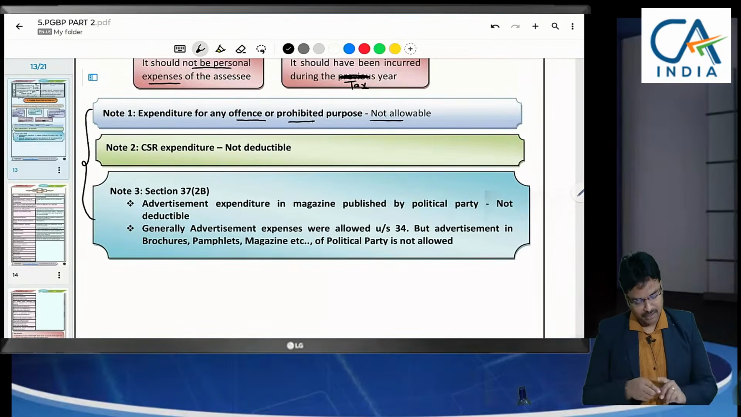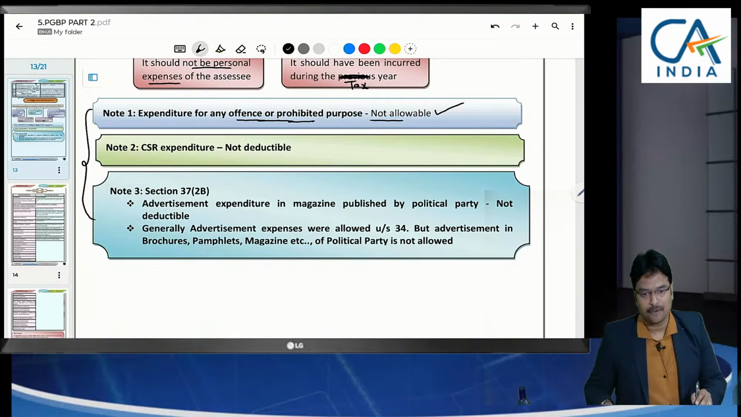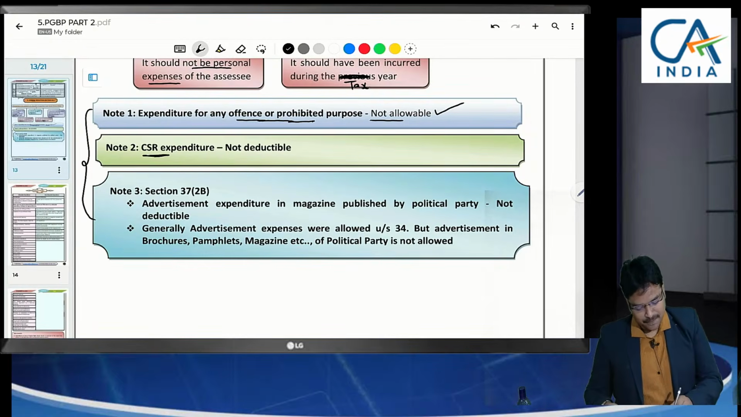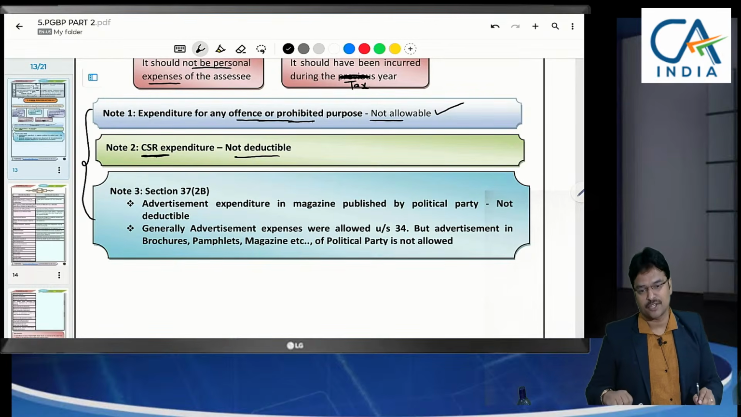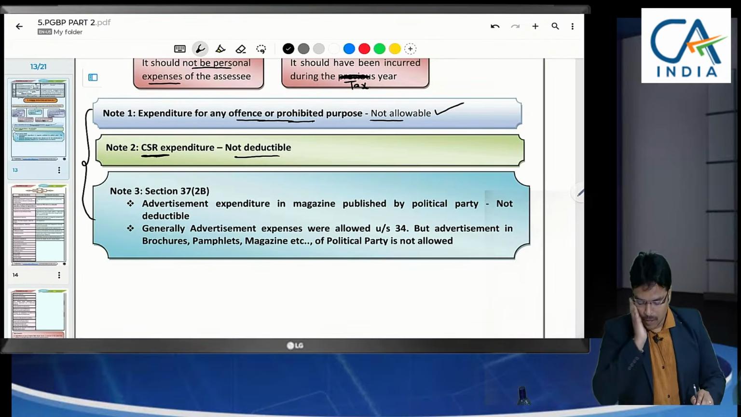First thing, offence or prohibited purpose not allowed. CSR expenditure, corporate social responsibility expenditure, cannot be claimed. Companies are mandated to spend 2% of the profits towards social responsibility, contribution to a trust or spending for charitable purpose on their own, whatever may be, 2% has to be spent for charitable purpose.